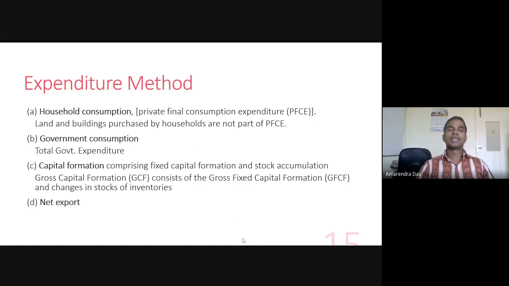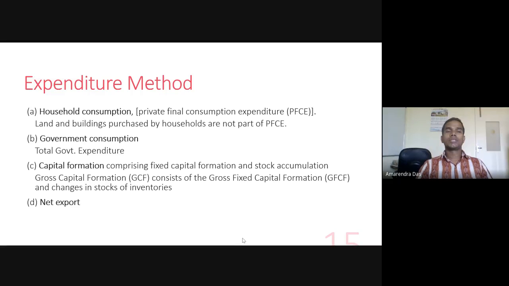Then the final method is GDP estimation using the expenditure method. Now for that, you have to take the four forms of expenditure. Either you take household consumption, which includes the private final consumption expenditure, but it excludes the land and buildings purchased by the households. These are not part of the private final consumption because these are estimated under the capital formation. So the first form of expenditure is household consumption, private final consumption expenditure.